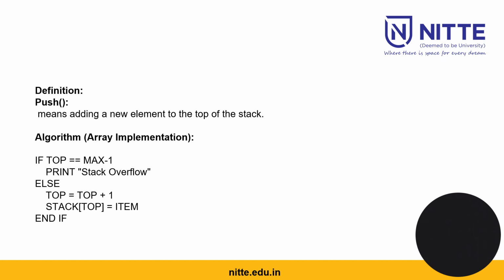So it will go to the else part and it will first increment the top by 1. So the new top will become top plus 1. At that new top, the item that we want to insert will be stored, that is stack of top is equal to item. Here, the new item that we are going to push will get stored at the new top of the stack, and here the if statement will end. So this is the array implementation of the push operation in the stack.